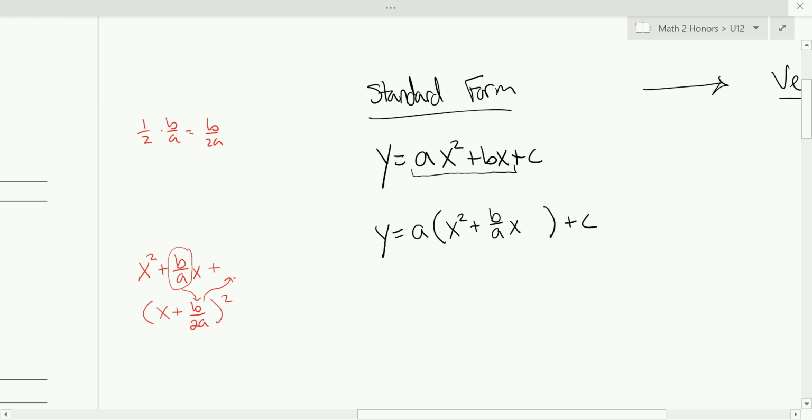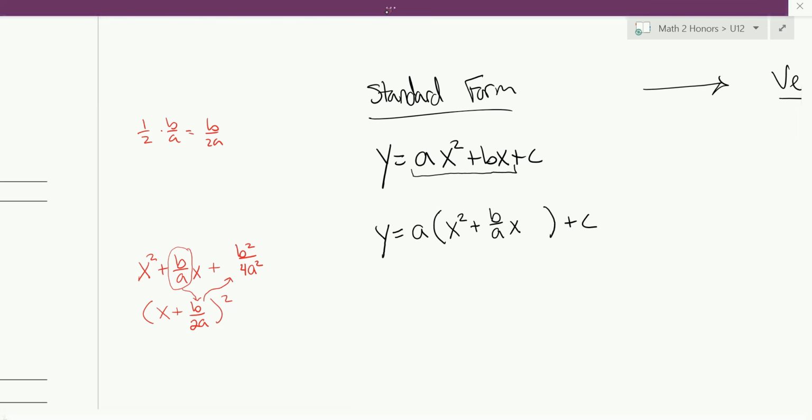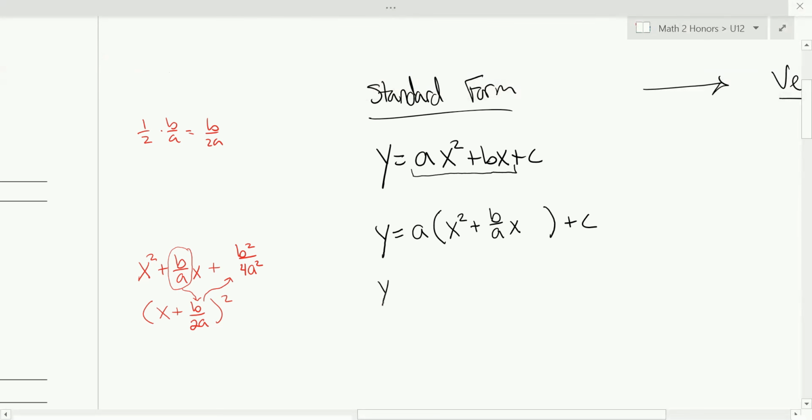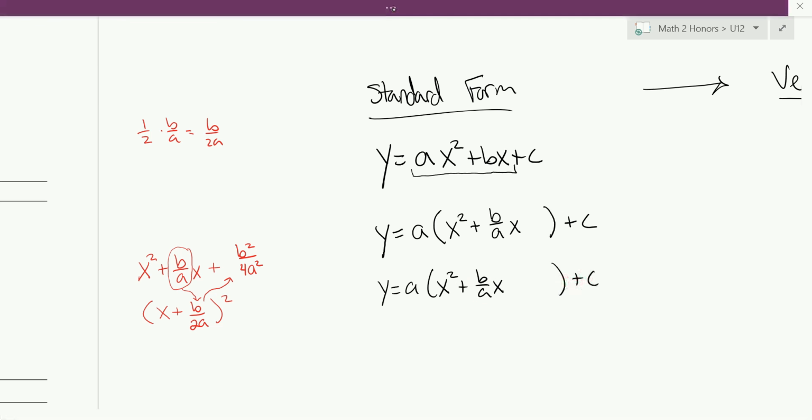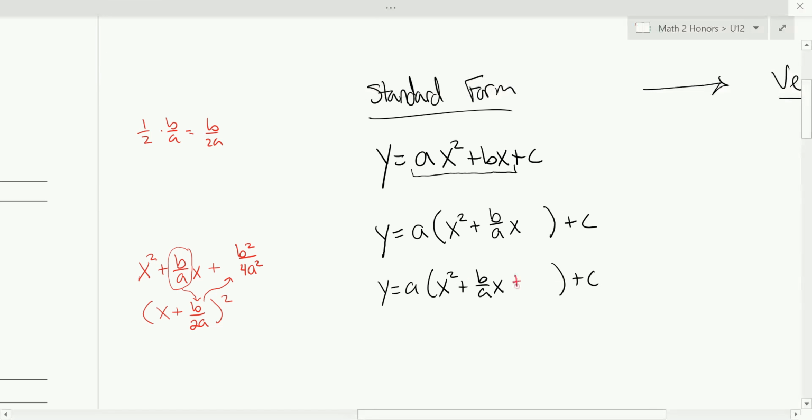Do you remember how to do that? You square it. So what's b over 2a squared? B squared over, what's 2 times 2? 4, and a times a is a squared. So that is the number that we're going to want to add. So we have y is equal to a times x squared plus b over ax, and I'm going to add b squared over 4a squared.